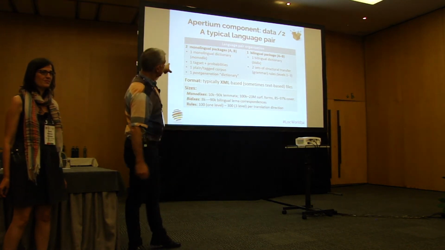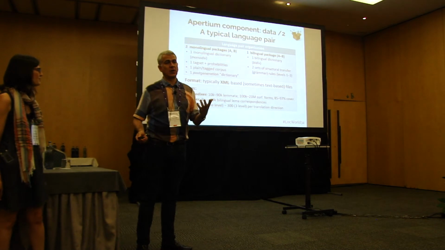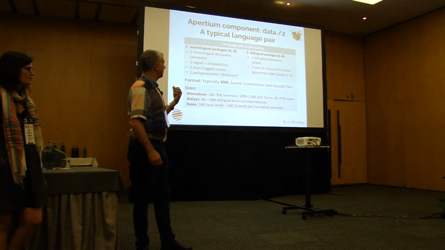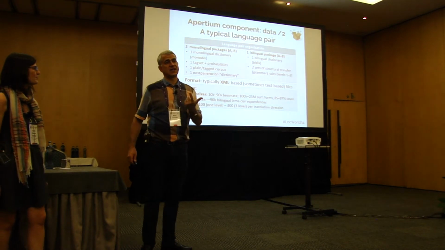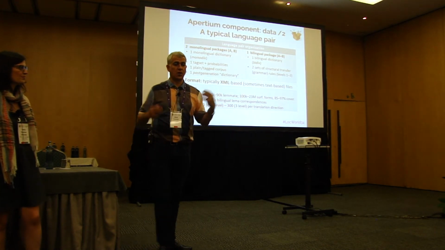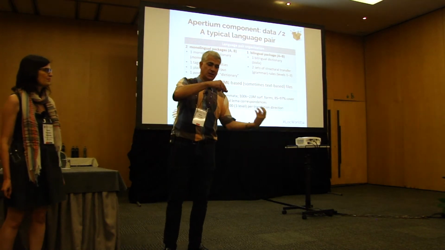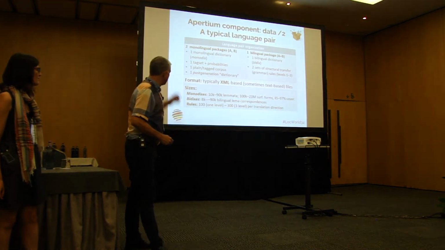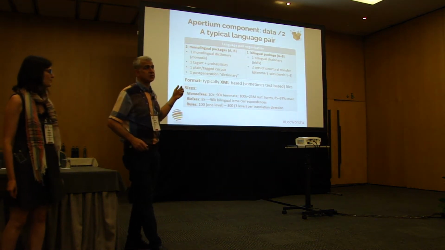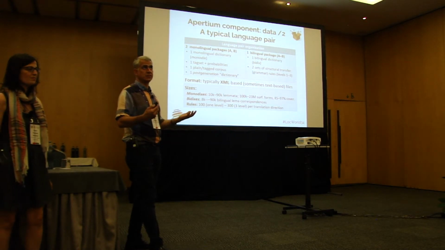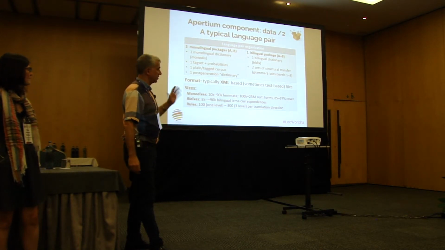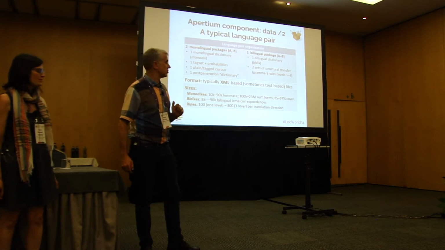And then of course we have a bilingual package for AB, where we have a bilingual dictionary, and sets of structural transfer rules, of grammatical rules to go from A to B and from B to A. The format is typically XML based, so you can edit it and it's very self-documenting. But sometimes we use text-based files for some formats.